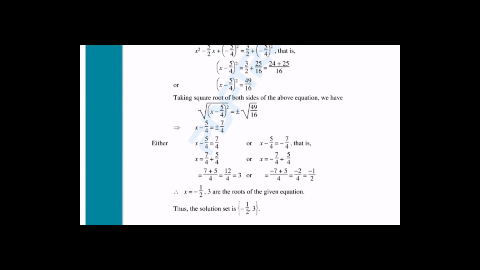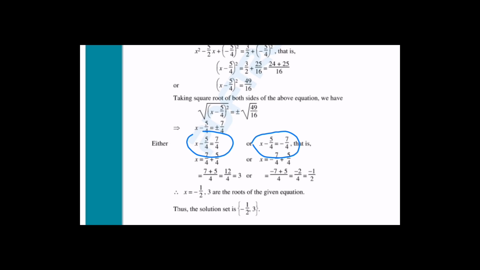Now taking square root on both sides, we get x minus 5 by 4 is equal to plus or minus 7 by 4. Therefore, x minus 5 by 4 is equal to 7 by 4, and here x minus 5 by 4 is equal to minus 7 by 4.